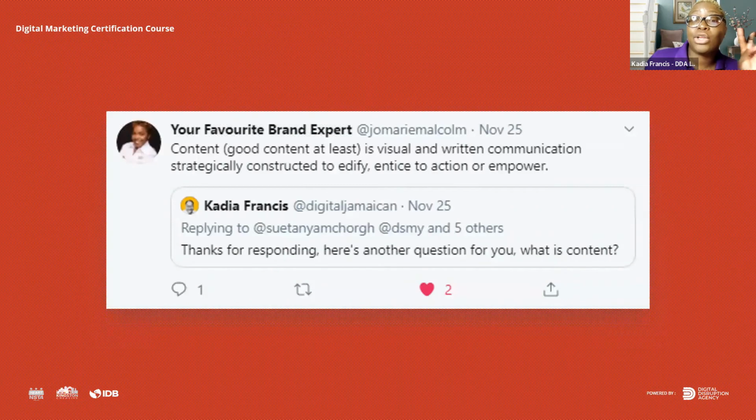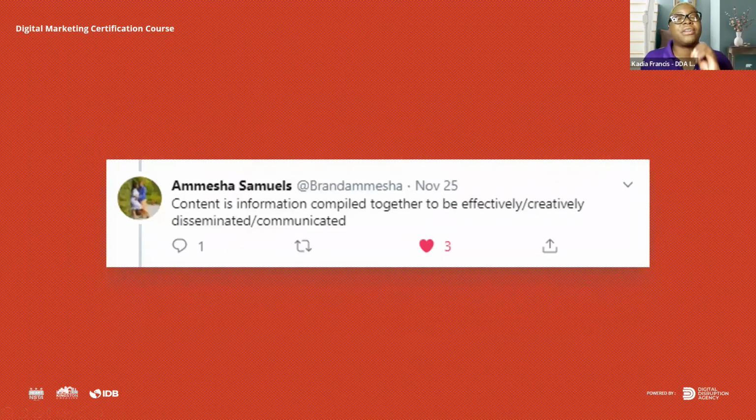Jo Marie says content, good content at least, is visual and written communication, strategically constructed to edify, entice to action, or empower. Again, visual or written content that serves a purpose. There's an intention behind creating content, okay? Content is information compiled together to be effectively, creatively disseminated, communicated. Again, we're going back to it's information that you can creatively communicate or effectively disseminate, okay?